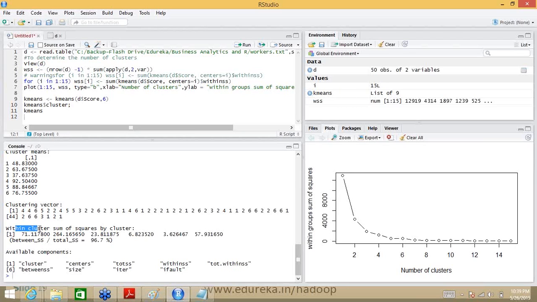So the strength of the cluster, we saw this. Some of these terms, but the more important ones are between SS and within SS, which is intra-cluster similarity and inter-cluster. So you can also plot the k-means cluster. I'll come to that. Just give me a minute if I can plot this.